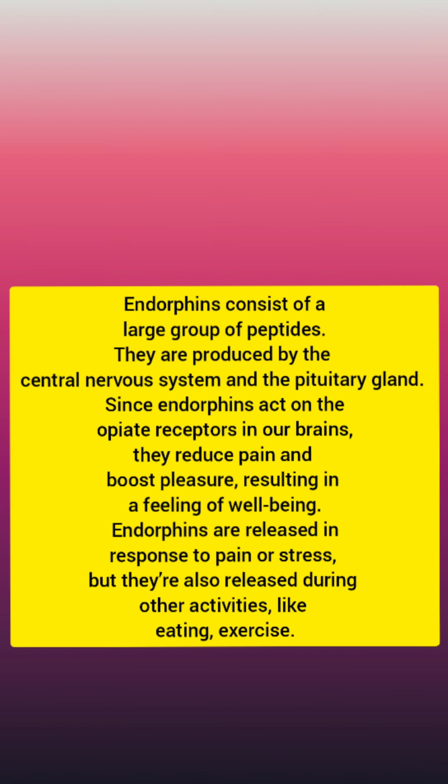Endorphins. Endorphins consist of a large group of peptides that are produced by the central nervous system and the pituitary gland. Since endorphins act on the opiate receptors in our brains, they reduce pain and boost pleasure, resulting in a feeling of well-being. Endorphins are released in response to pain or stress, but they are also released during other activities like eating and exercise. Endorphins also alleviate depression, reduce stress and anxiety, and boost your self-esteem.